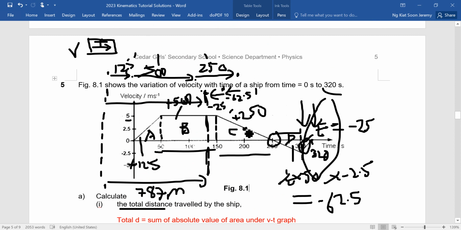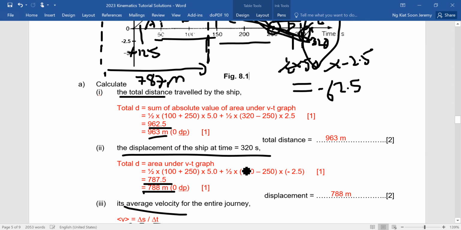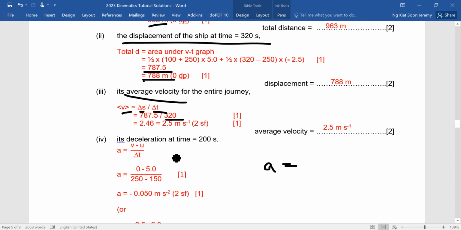I mentioned this in the earlier part of the question. How to find the gradient of the graph at this point? The gradient throughout this motion here is the same. This whole line has the same gradient. So you just take 2 points here and here, and find the gradient.